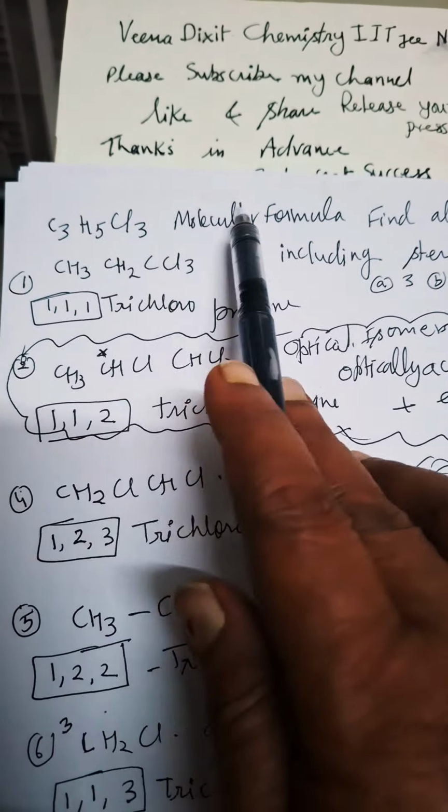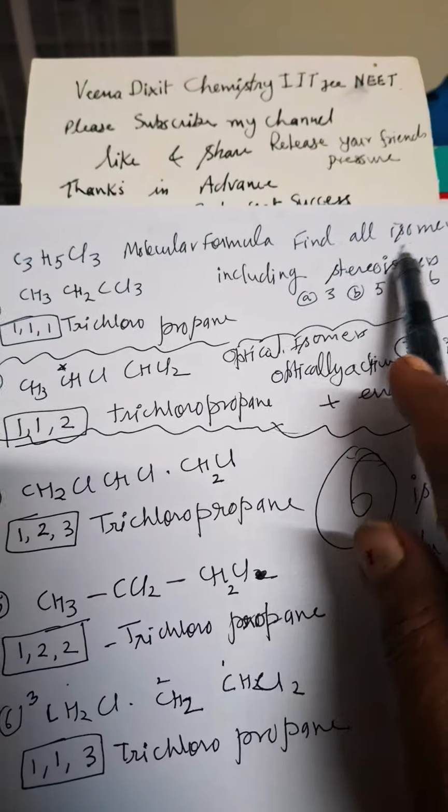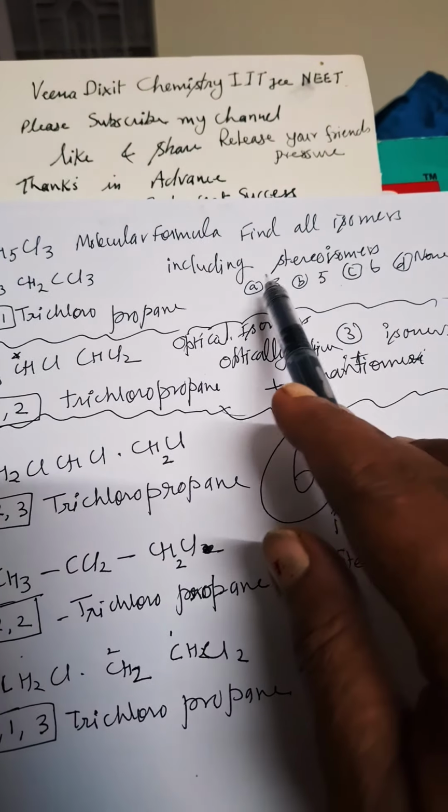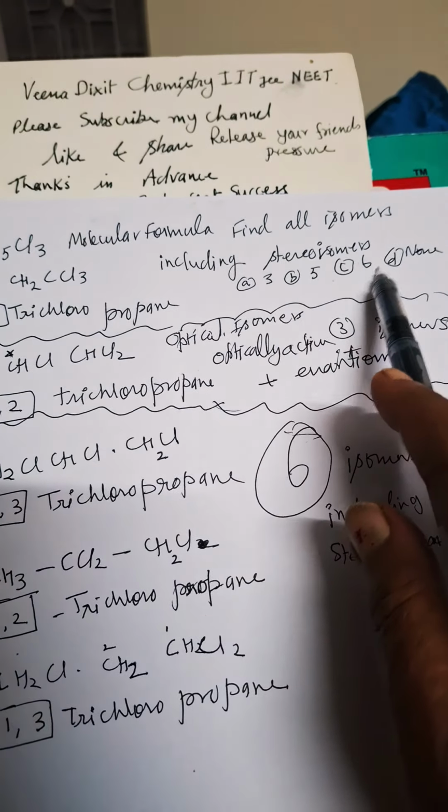Write down all the isomers of C3H5Cl3. So the molecular formula is given to you and you have to write down all the isomers including stereoisomers. Option A, 3, 5, 6 or none.